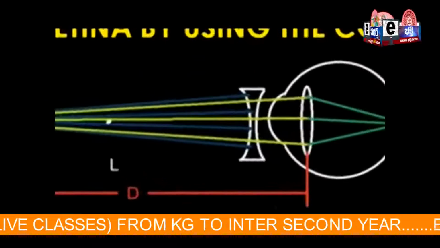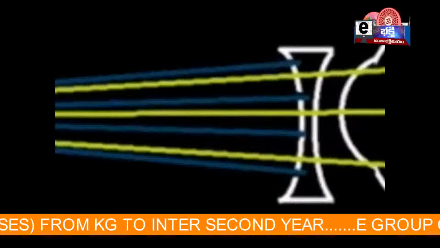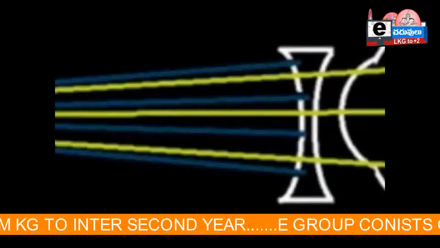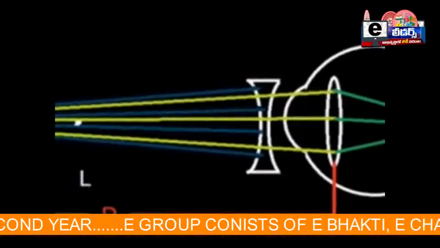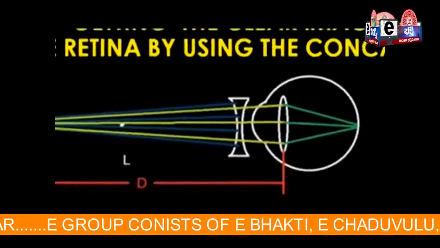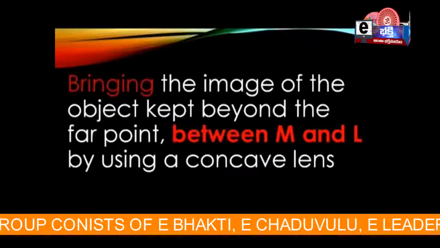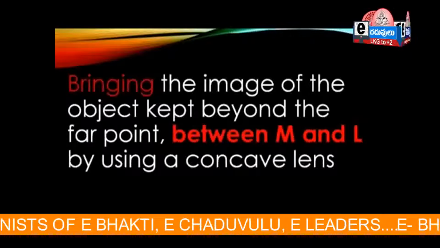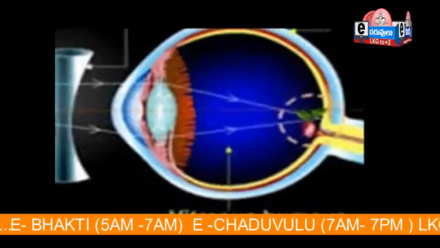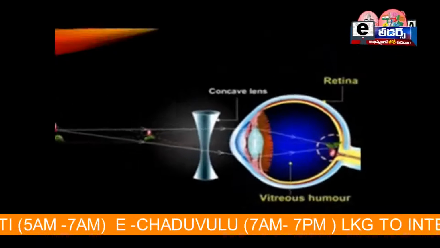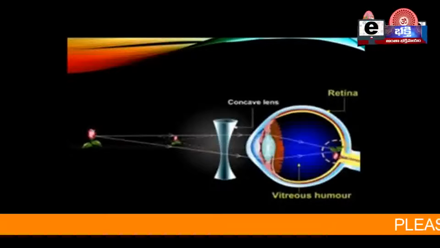In this, a concave lens is there. A concave lens is a diverging lens. By using this concave lens, we bring the image of the object to the far point. This image will act as an object for the eye lens. Then the eye lens can form the image on the retina. So, people suffering with myopia can see the distant object also.